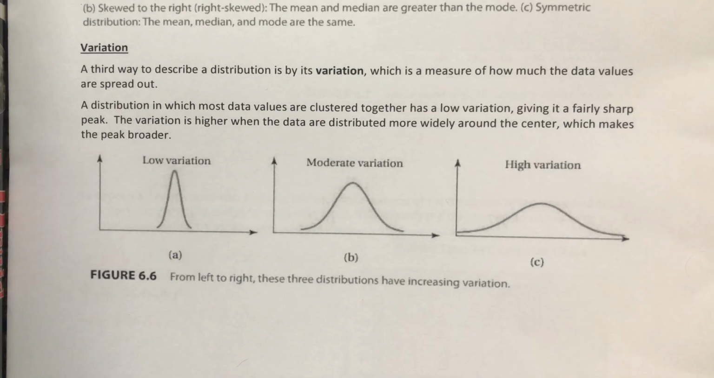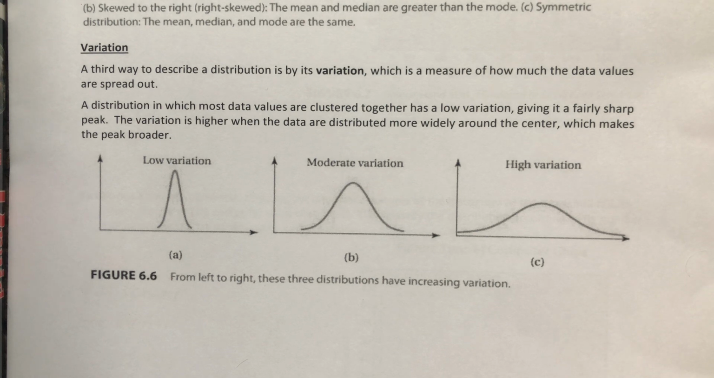All right, third thing we're looking at is the variation. This is how much the data is spread out. So if we look at A, we have a very tall, narrow peak. That means everything is clustered together. Okay, that would be a low variation. There's not a lot of number difference. Everything's kind of grouped together.